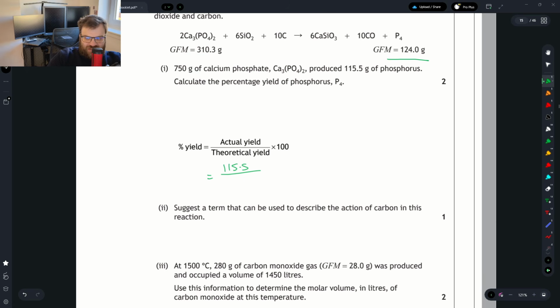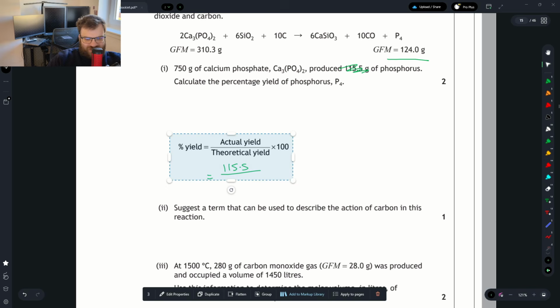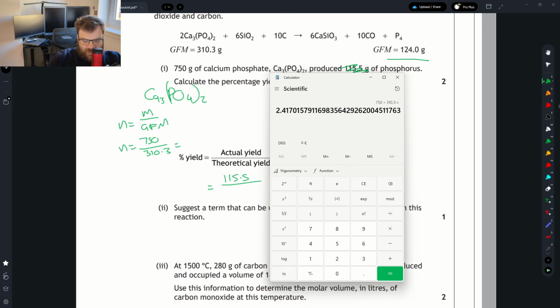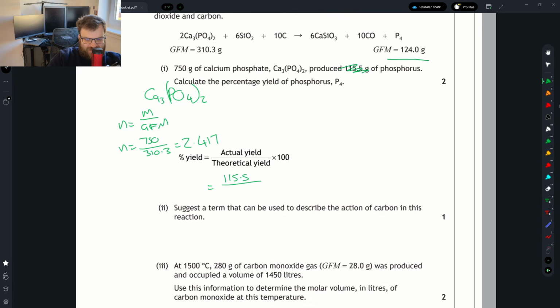And that means that we're going to just start with the other number, because we dealt with that there. This then becomes one of the typical questions where you have a mass of chemical 1, and you can work out, using the GFM, the number of moles. So n equals 750 over 310.3. And at this point, we want to try and avoid rounding too much, but I'm going to take it to 2.417 moles.